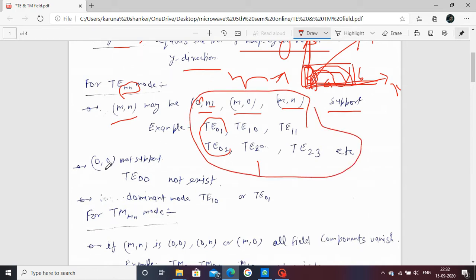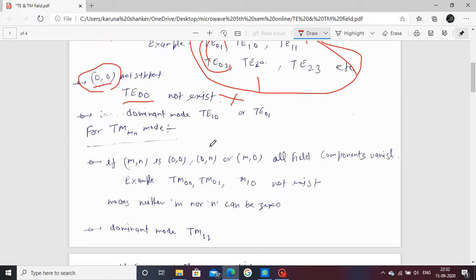Suppose we put 0 0, then this mode is not supported, meaning this field pattern does not exist in the TE_MN mode. This is the meaning of M and N: if we put the value of M and N as 0 0, this is a field pattern that is not supported. These are the supported field patterns. Next is the dominant mode. The dominant mode is the one with the lowest cutoff frequency. This is your dominant mode of the TE_MN mode, TE10 or also TE01. This is the dominant mode.